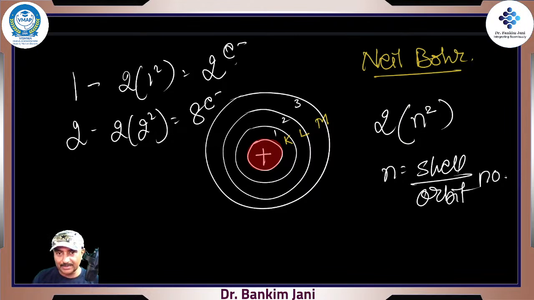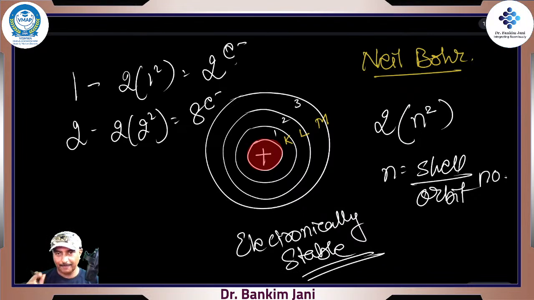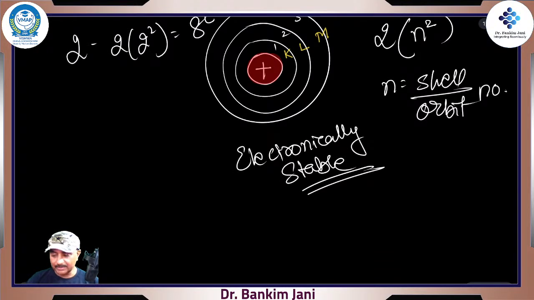What would happen in this case? If it goes like this, that means this is electronically stable. If not, if there is one electron extra or one electron missing, then it is called an ion, when it is negatively charged or positively charged. We are interested in the energy.